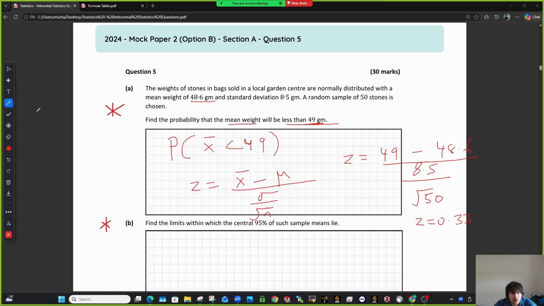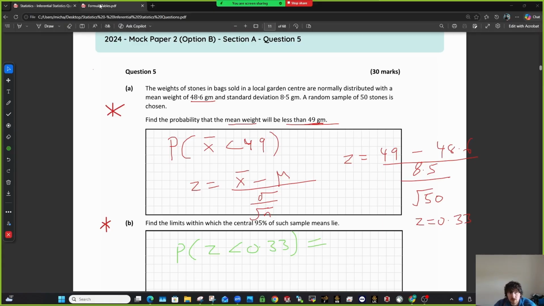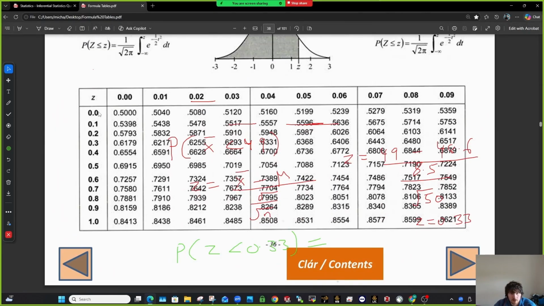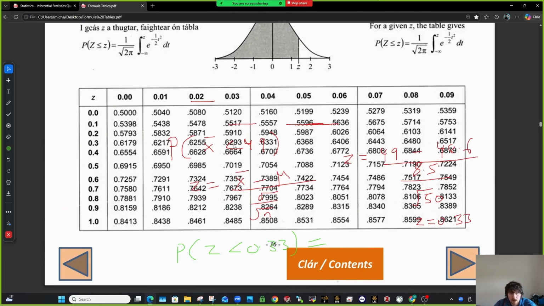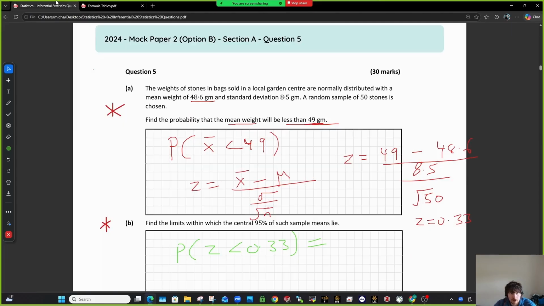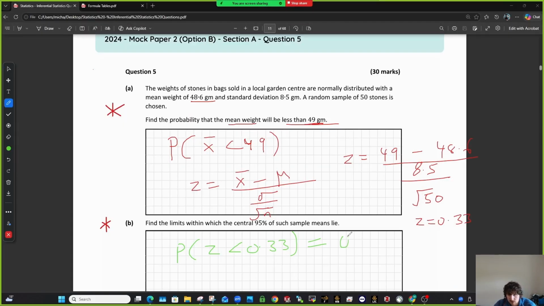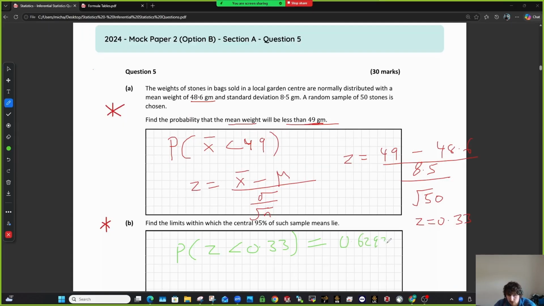So then what you do is you convert that statement, the probability that x bar is less than 49, to this statement: it's the probability that z is less than 0.33. And the great thing about that one is you can just read it off the tables book. You just go to 0.33 and the answer is 0.6293. So the probability of this is 0.6293, and if you gave that as a percentage up here, it would be 62.93%, okay?